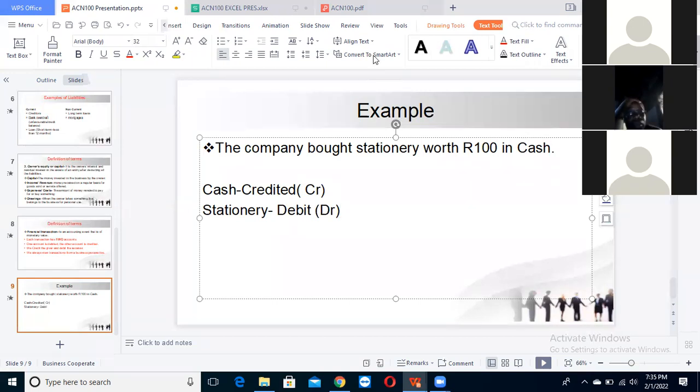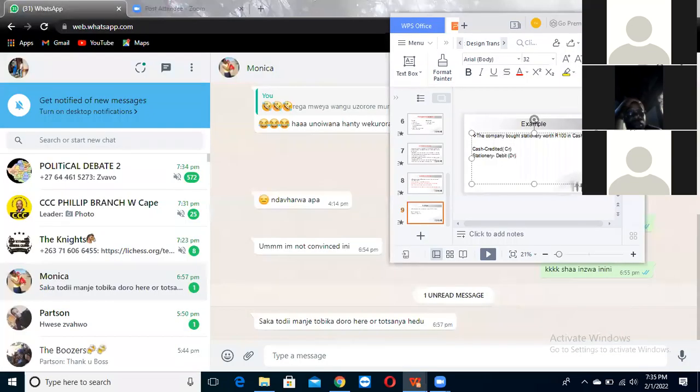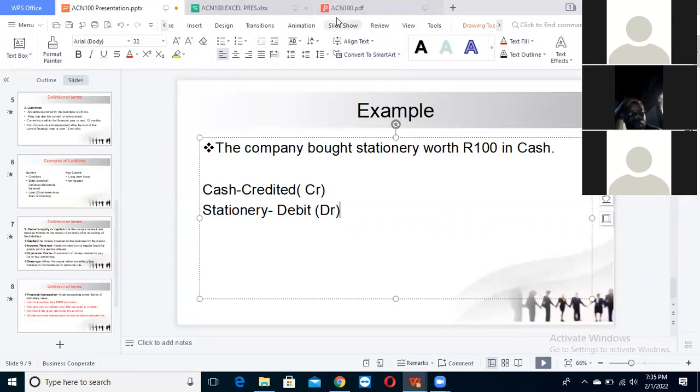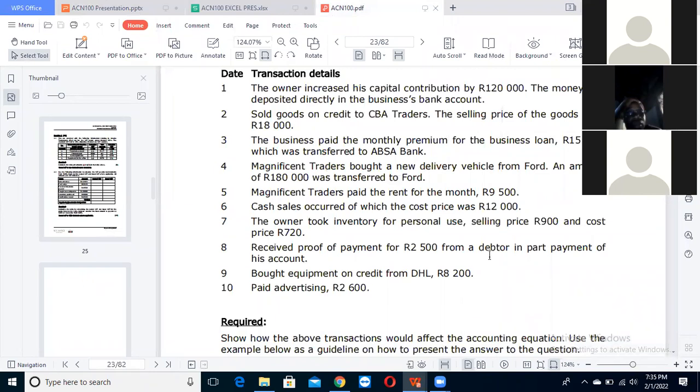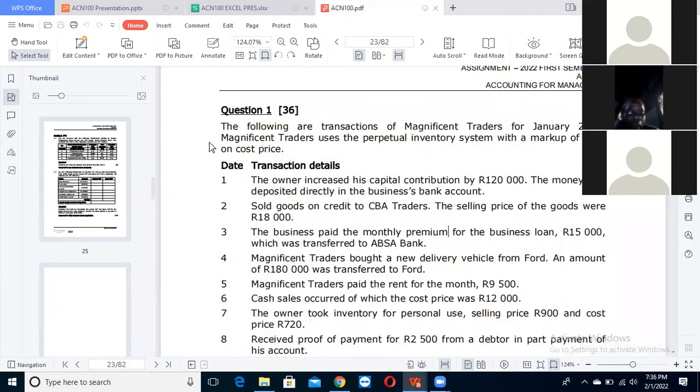I'm going to quickly move over to the question. This is one of your assignment questions, and I'm not going to attempt all of these. I'm just going to do with you perhaps 5 to 6 transactions. I hope by then you would have grasped the concepts of the subject topic.